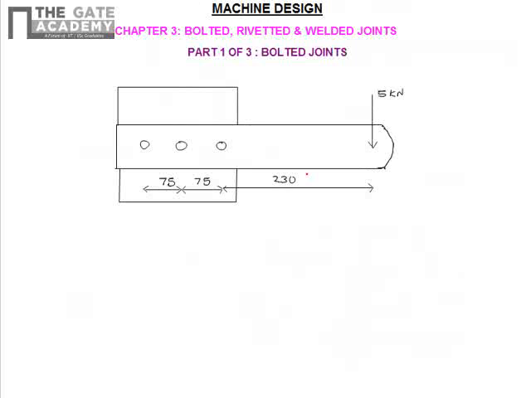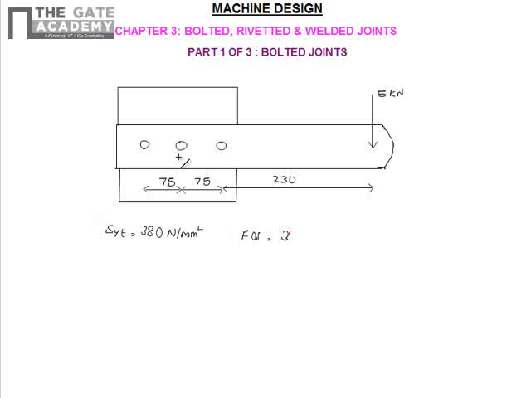Here again a cantilever beam is loaded with 5 kilonewtons. A plate is subjected to a force of 5 kilonewtons and fixed to a channel by means of 3 identical bolts shown in the figure. The bolts are made from plain carbon steel whose yield strength in tension is given as 380 Newton per mm square, and the factor of safety is 3. Now what will be the size of the bolt?